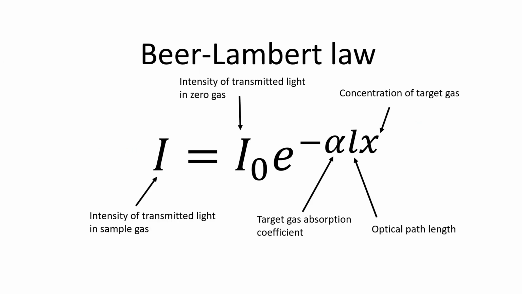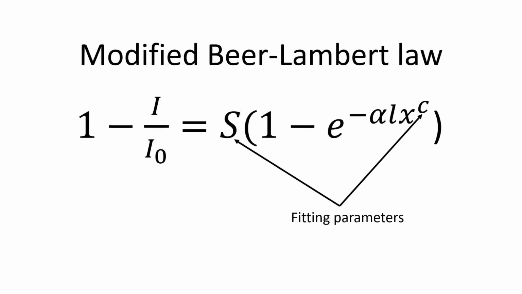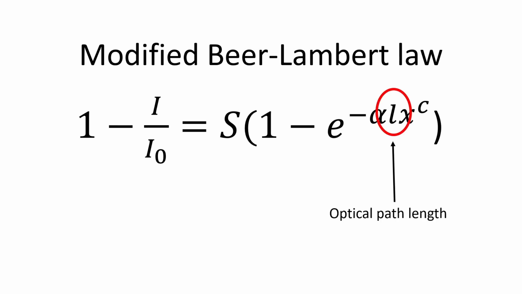NDIR gas sensing is an absorption-based method that depends on the Beer-Lambert law. However, gases do not absorb all the light passing through the sample cell, unlike solids and liquids. Hence, a modified Beer-Lambert's law is necessary for compensation. The optical path length is an important parameter which must be considered in the design of an NDIR CO2 sensor.